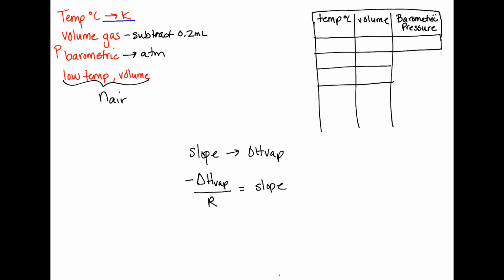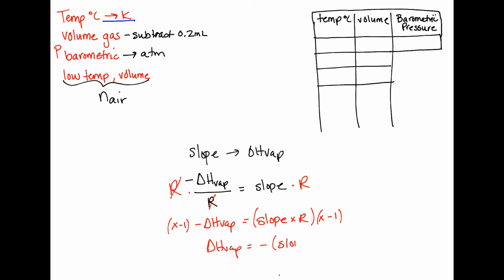If we're trying to solve for the delta H of vaporization, the first thing that we're going to do is multiply both sides by R so that those cancel out, and you would get the negative delta H of vaporization equals the slope times R. And then you just want to move the negative to the other side. So you're basically multiplying this side by -1, and so you would get the delta H of vaporization equals the negative slope times R. All right, so that's how you're going to use your slope to find the delta H of vaporization.